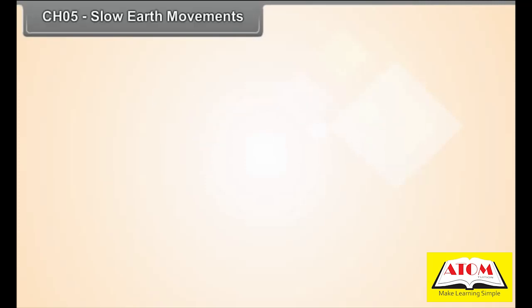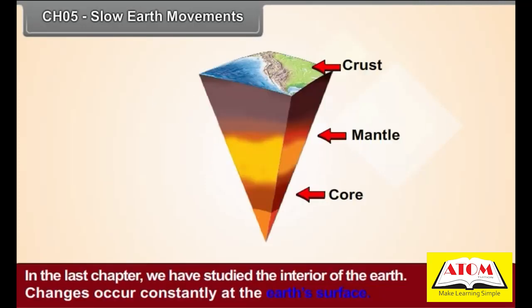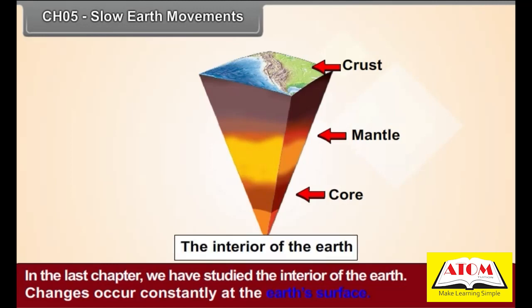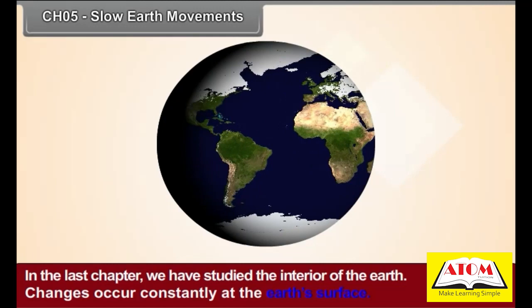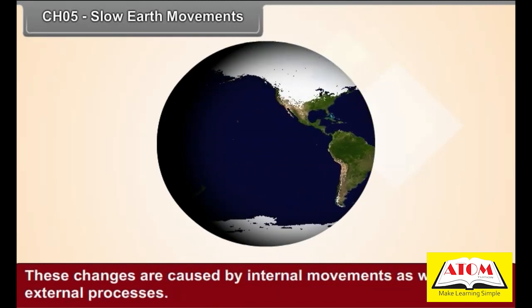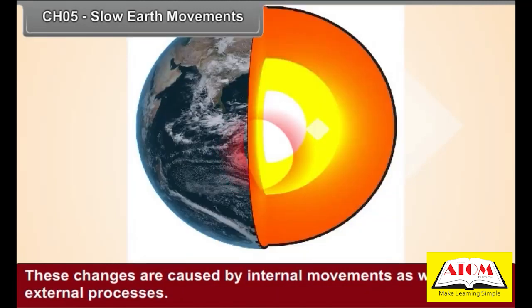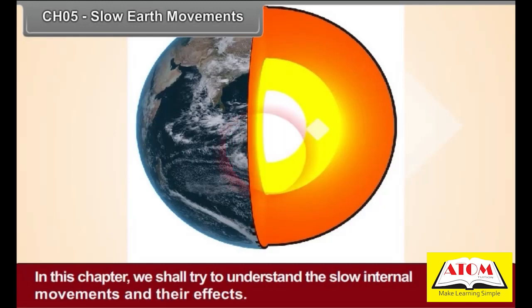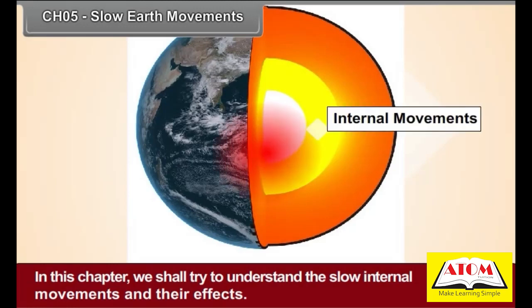Chapter 5. Slow Earth Movements. In the last chapter, we have studied the interior of the Earth. Changes occur constantly at the Earth's surface. These changes are caused by internal movements as well as external processes. In this chapter, we shall try to understand the slow internal movements and their effects.